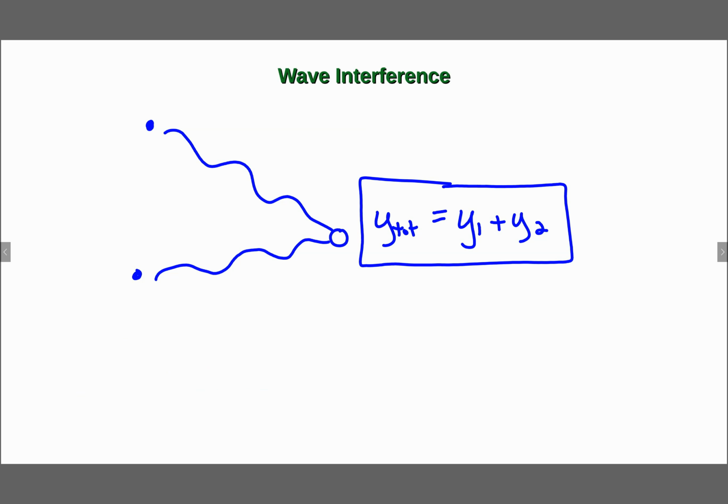So then if I have two waves and they both have this sinusoidal wave function, right? Remember our wave function was y of x and t equals A cosine of kx minus omega t, right?